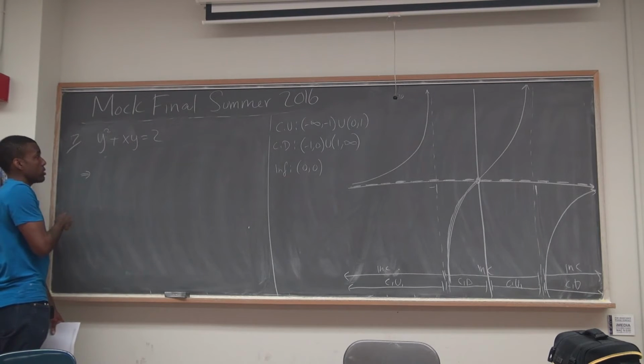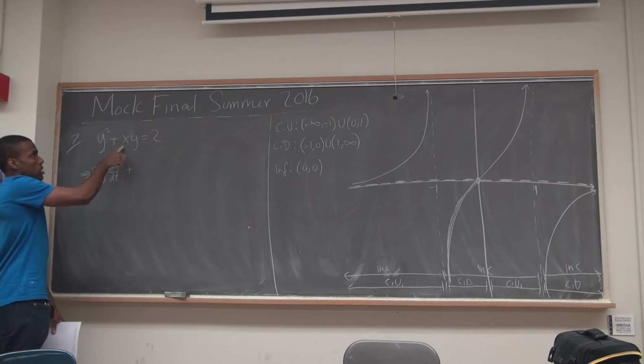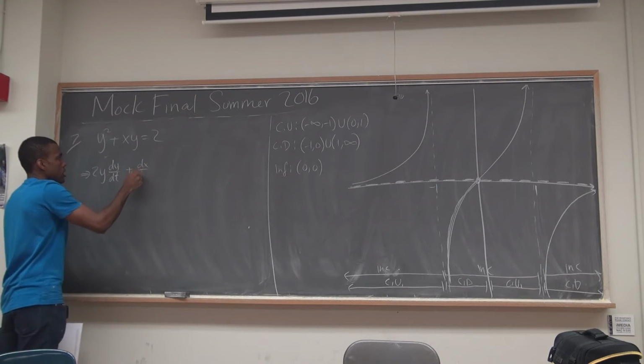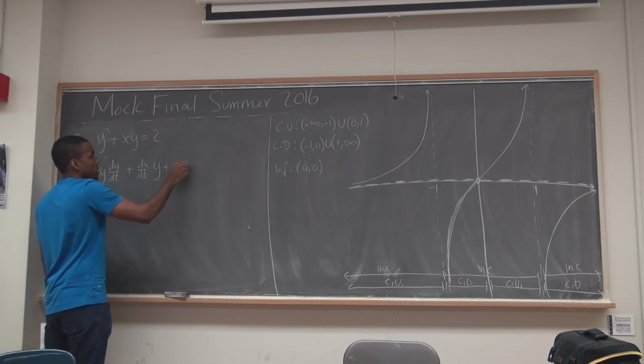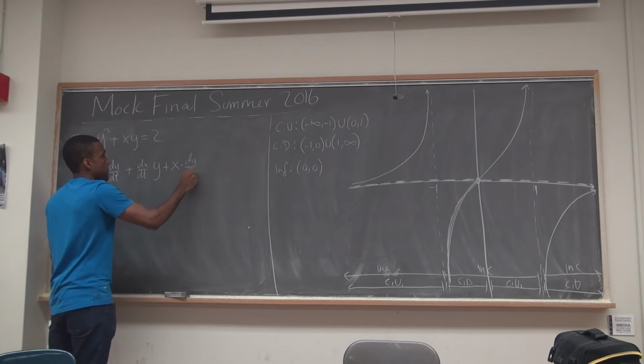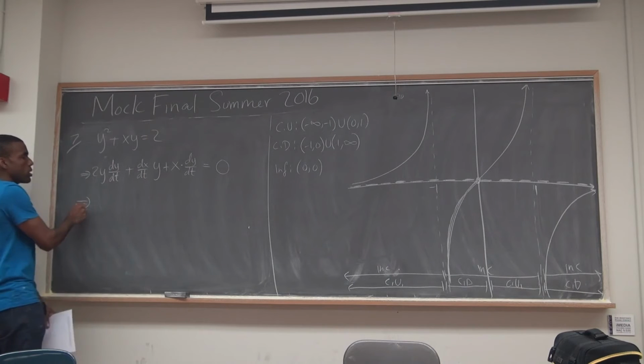So now we're going to actually find the derivatives. 2y dy/dt, differentiate with respect to t. Here, you need the product rule. So you differentiate the x, which is dx/dt, leave the y alone, plus leave the x, differentiate the y. Derivative of 2 is 0. And now we plug in what we know.